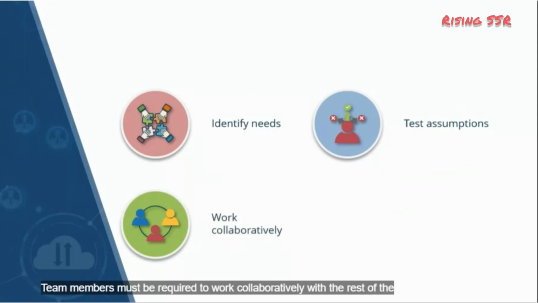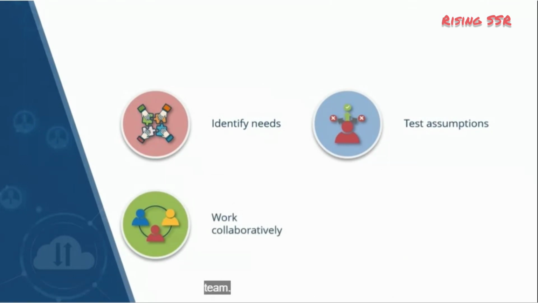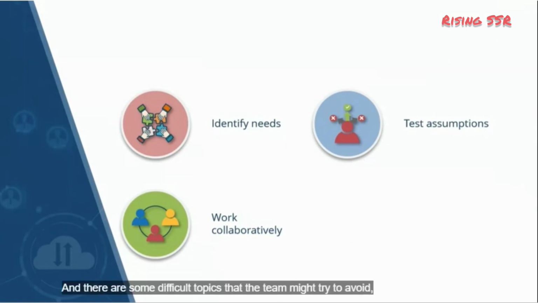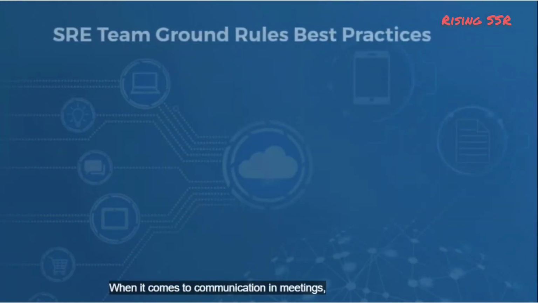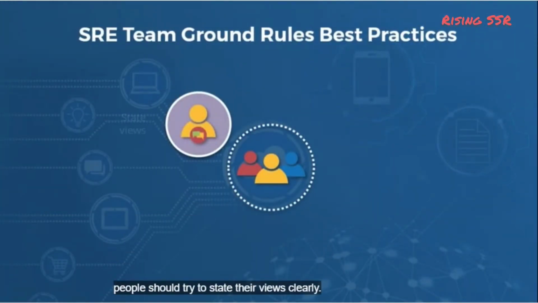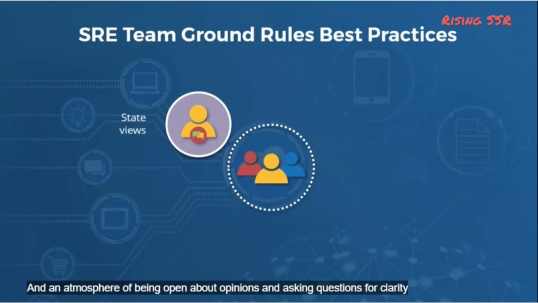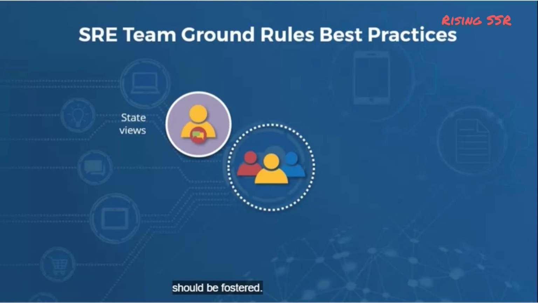Team members must be required to work collaboratively with the rest of the team. Collaboration increases everyone's commitment. And there are some difficult topics that the team might try to avoid, such as why the service is too slow. These are exactly the topics that need discussion, so lay down a ground rule that pain points will be discussed. When it comes to communication in meetings, people should try to state their views clearly, and an atmosphere of being open about opinions and asking questions for clarity should be fostered.